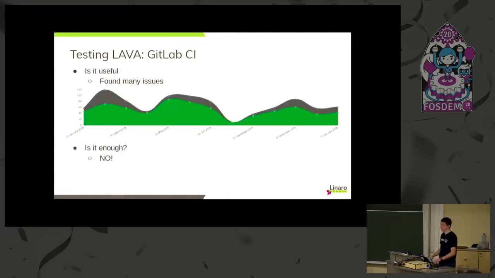So the GitLab CI, yes, it's useful because in black you see every time the merge requests are failing because of the CI. So we do find some bugs, but it's absolutely not enough.